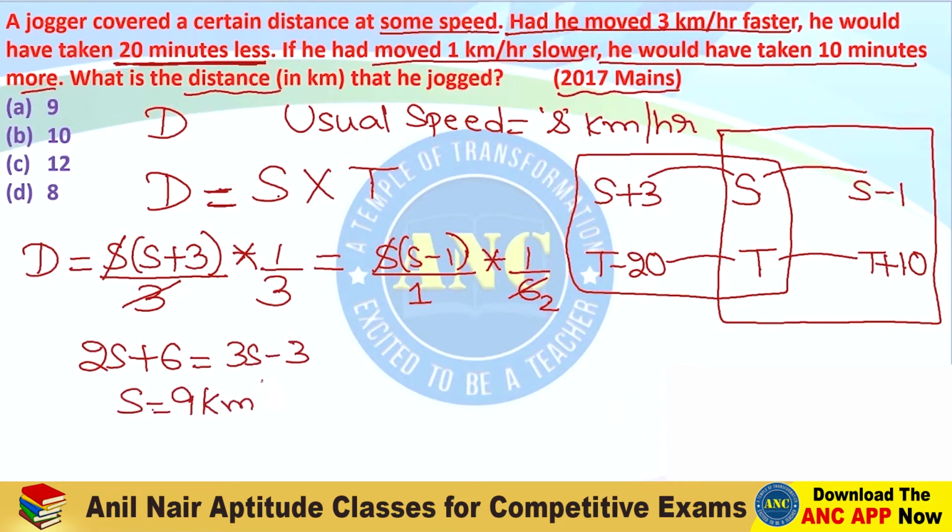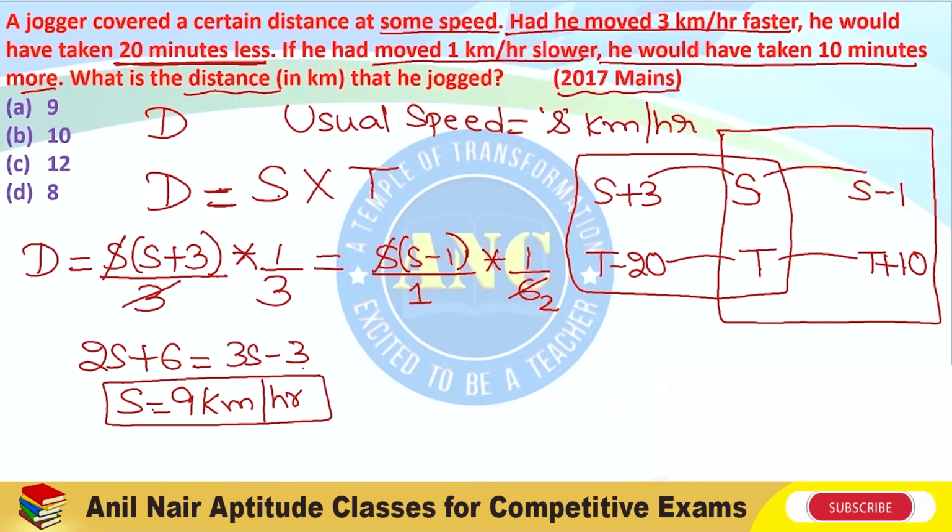So we know the value of S, but they are not asking you the S value, they are asking you the distance value. For us to calculate the distance, I can say that distance is equal to speed into time. Speed we came to know as 9 kilometers per hour, and for time taken, just substitute in any one of the equations. Initial speed is 9 kilometers per hour, which we are very clear about.